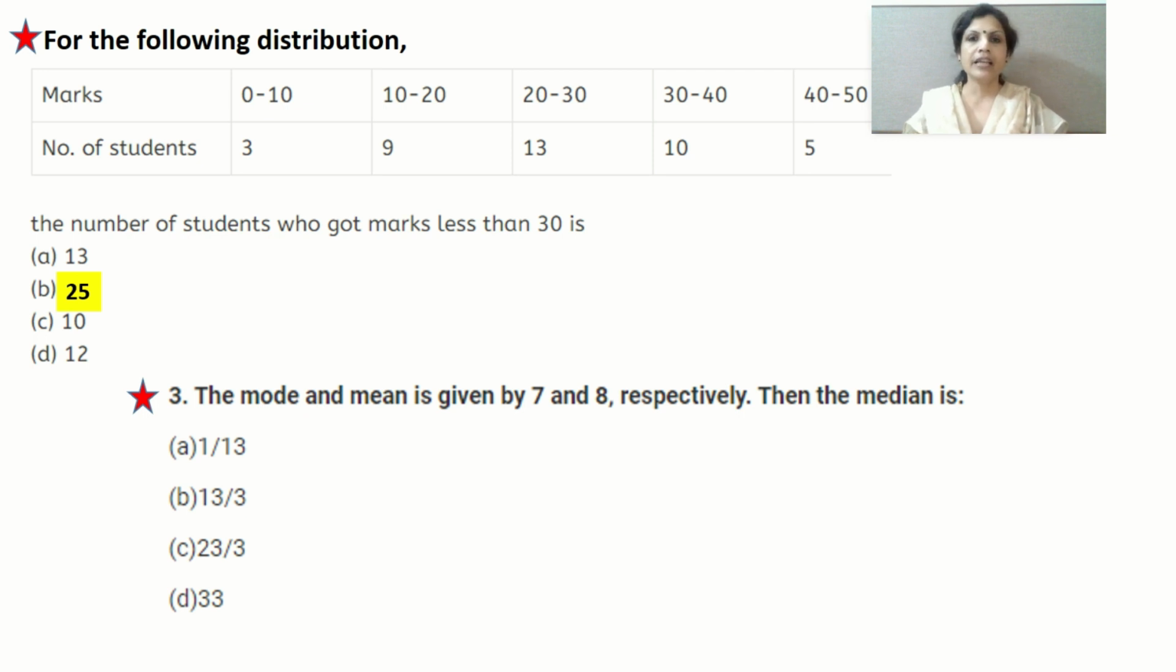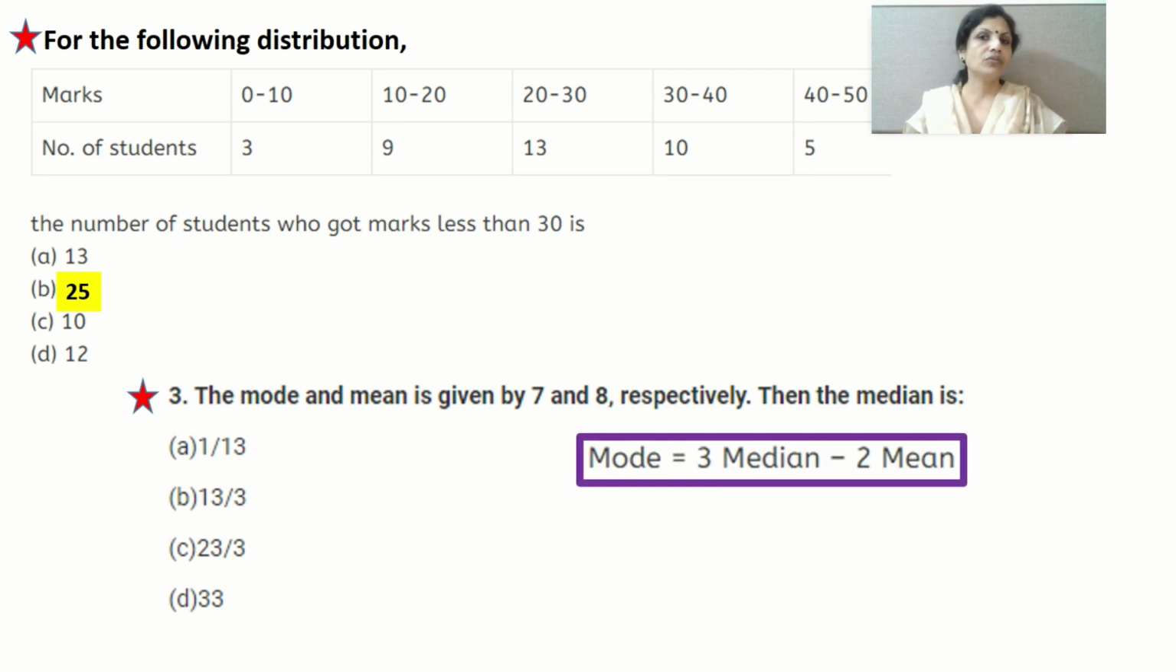Then the next, the mode and mean are given as 7 and 8 respectively. Then find the median. Now just now I told you the relation between mean, median and mode. The relation is mode is equal to 3 median minus 2 mean. We are given mode and mean and you have to find the median. So substitute the values and find your answer and you will get the answer as 23 upon 3. So C is the correct option.